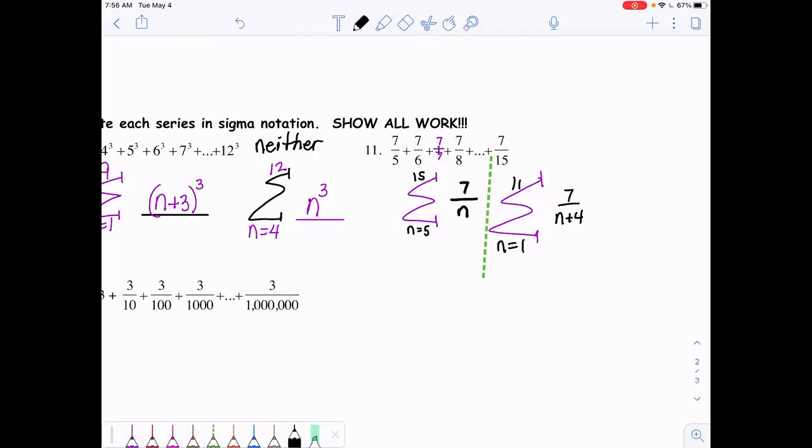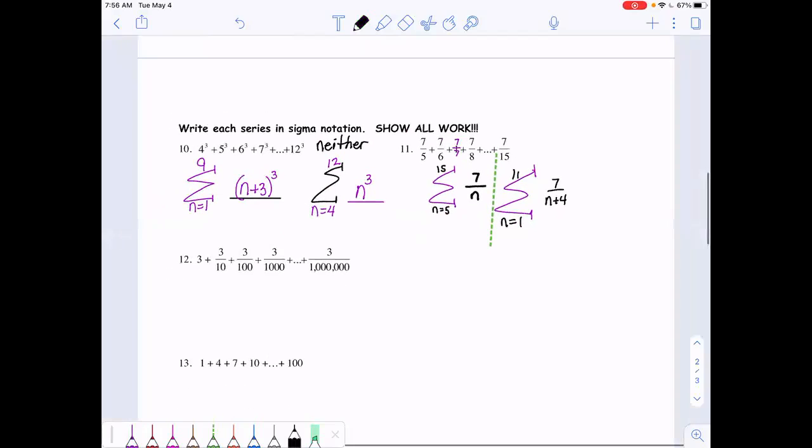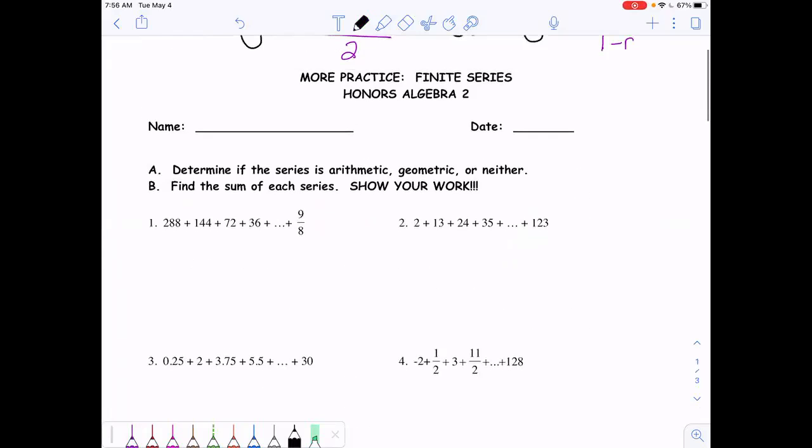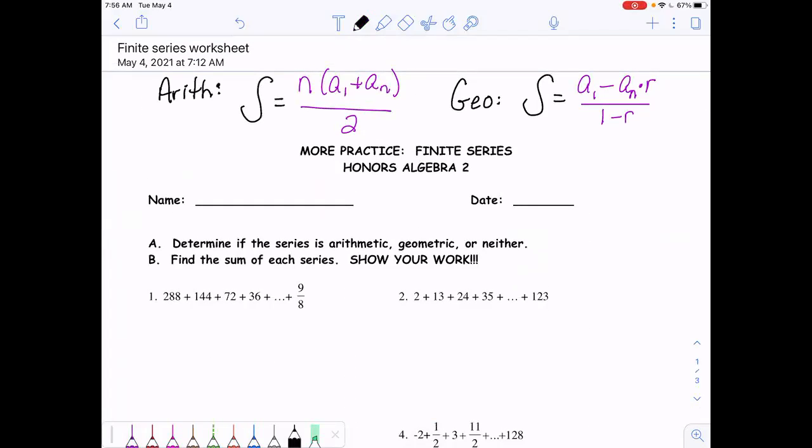So you have about 10 minutes. You have 2 of those problems done in sigma notation. Feel free to finish the rest or go back to the first group of problems, determine if the series is arithmetic, geometric, neither, find the sum, and then of course it says show some work, and I'll pull up those formulas again.